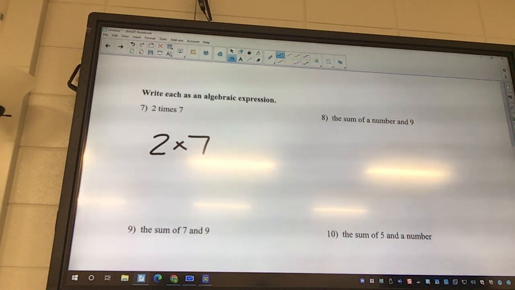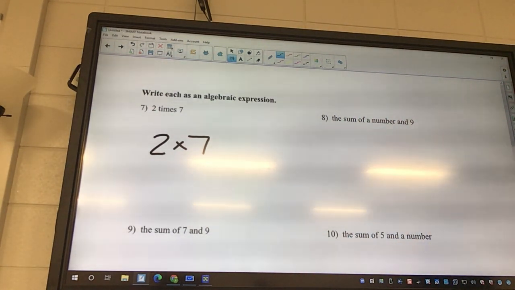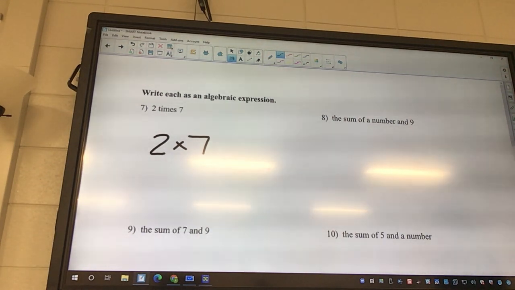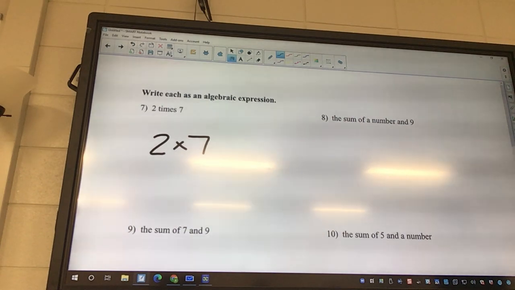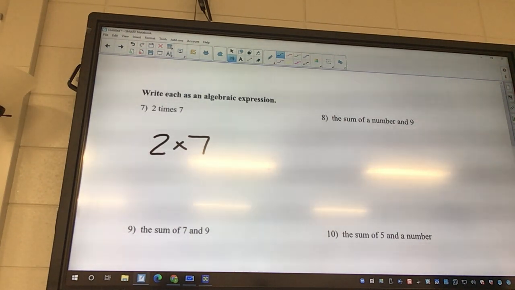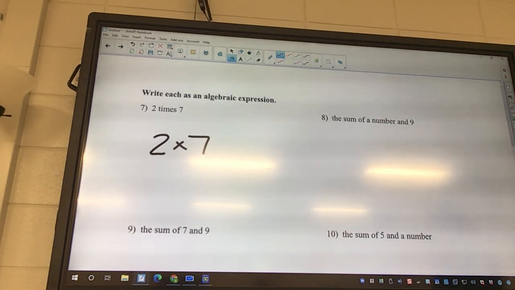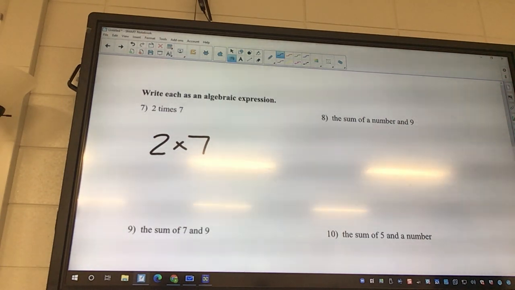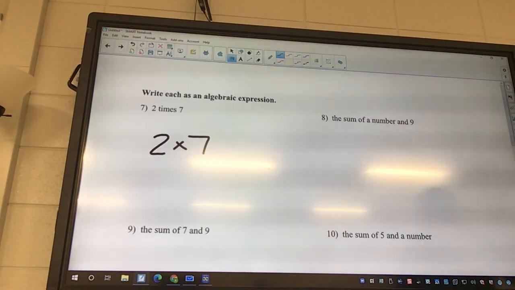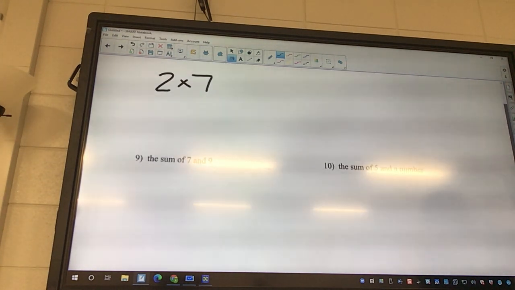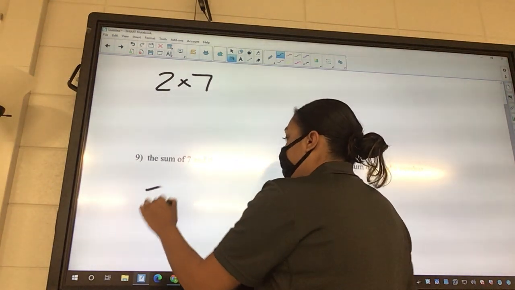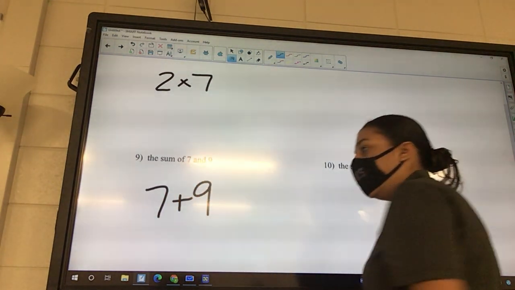Okay, it's not solving, the answer is not 14. If you write me down 14 for your answer, do you think that I'm going to mark it right or am I going to mark it wrong? Wrong. It's wrong because that's not what the question is asking you to do. There's a difference between expression and evaluate. If I said evaluate, then your answer would be 14. This says write the expression. Okay, the sum of 7 and 9. What does sum mean? Addition. Addition. And so they want to say 7 plus 9.